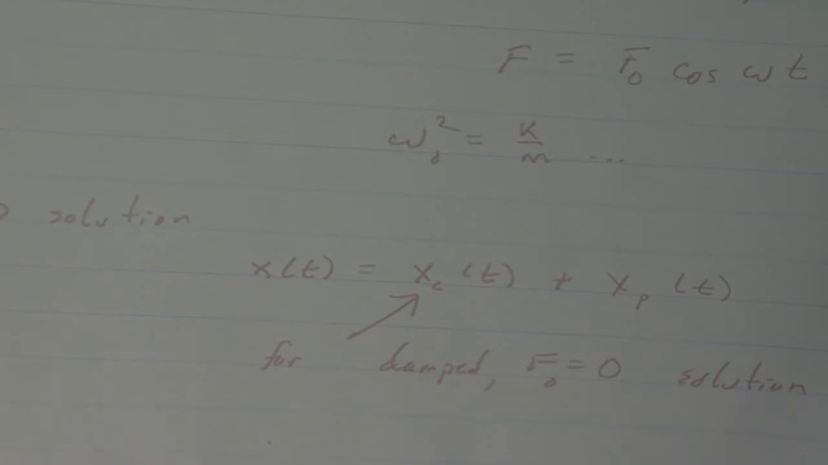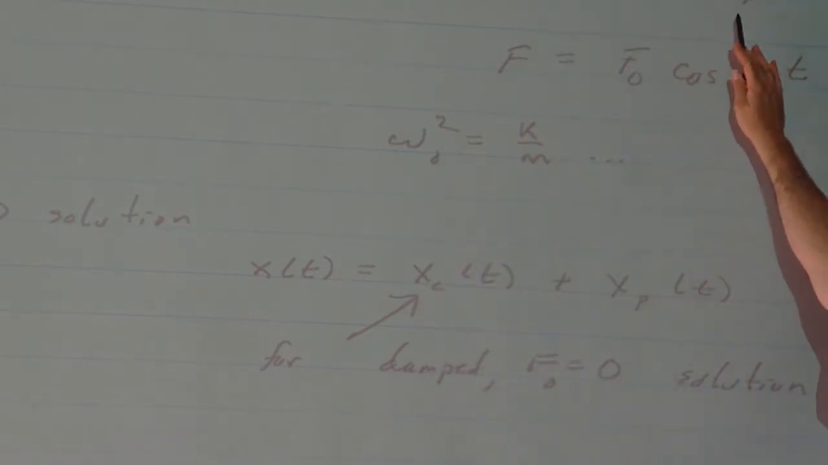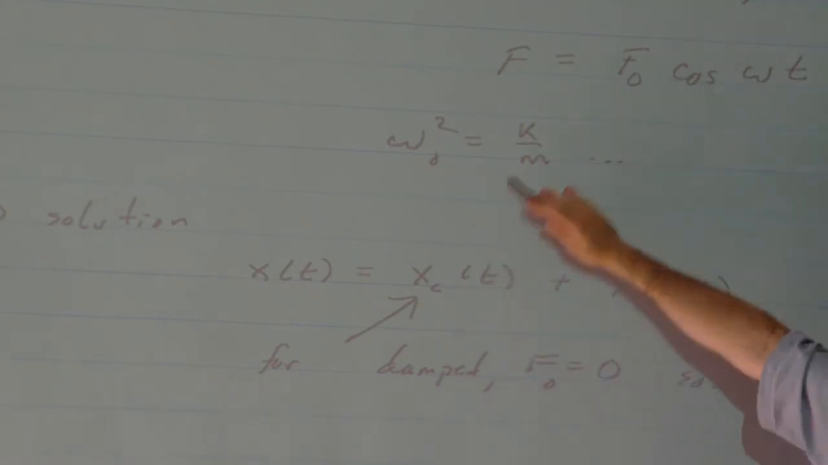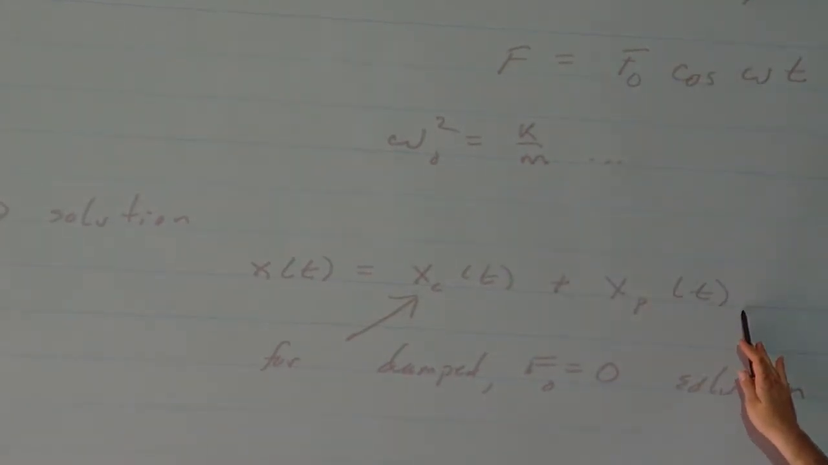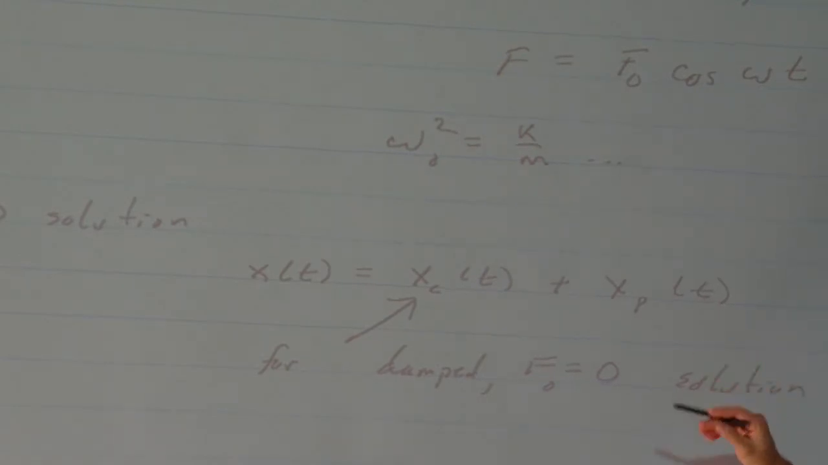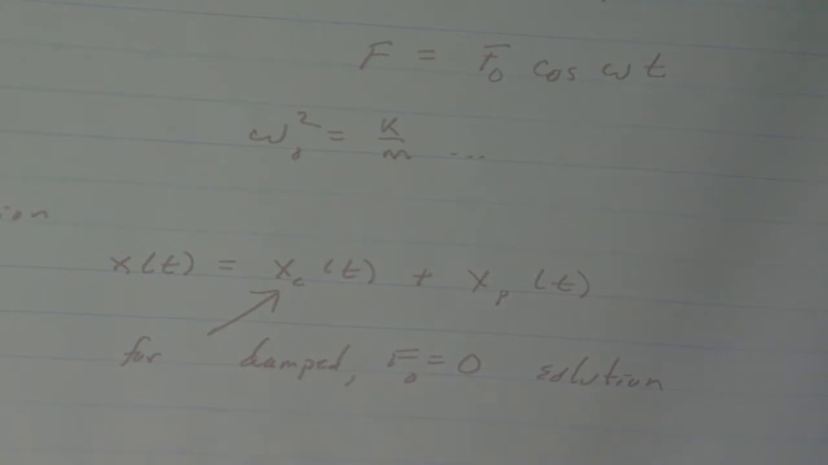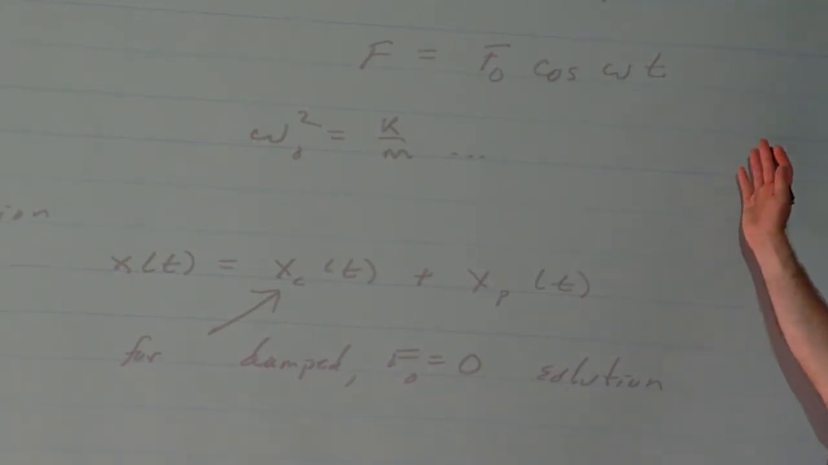So it turns out that you could write, and this is actually quite remarkable that you can do this, that the solution to this differential equation with the term on this side is the solution without the term plus another function. Okay. The other function is called the particular solution. It's the particular solution for the particular function f.